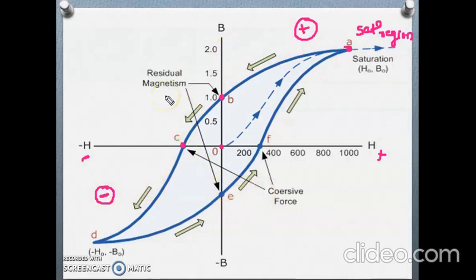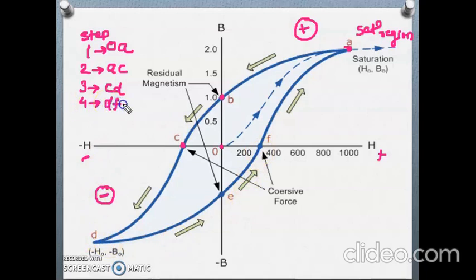Suppose we have 4 steps. Step 1 is from 0 to A. In the second step we get the curve from A to C. Then in the third step we get from C to D. In the fourth step we get from D to F. And again the first step is repeated: from F to A. In this way we are going to plot this curve step by step.